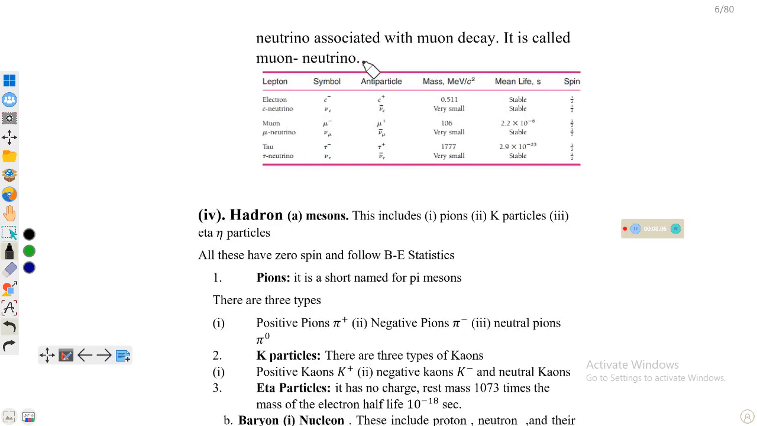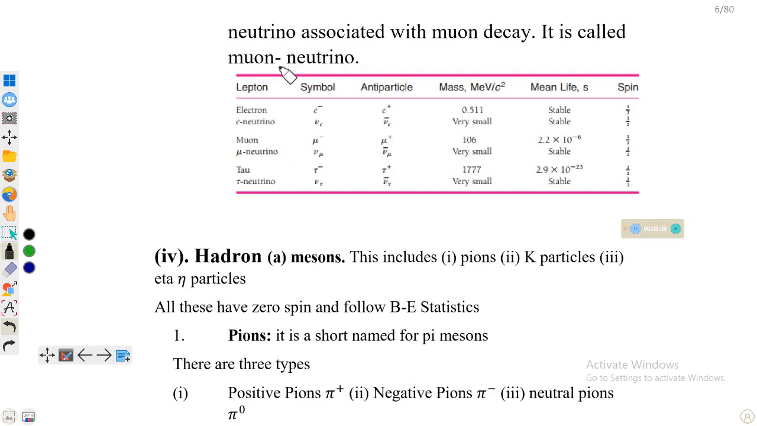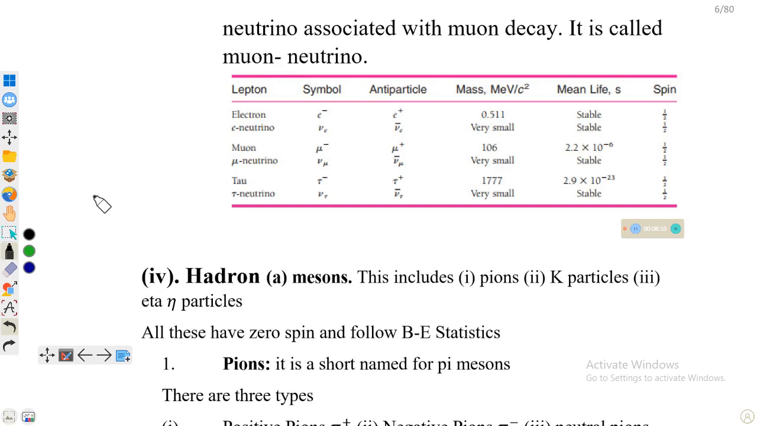These are some leptons: the electron and its corresponding neutrino, and their antiparticles, the positron and the antineutrino. Similarly, the muon and its antiparticle, the mu neutrino and its antiparticle. Similarly, the tau particle and its antiparticle, the tau neutrino and its antiparticle.